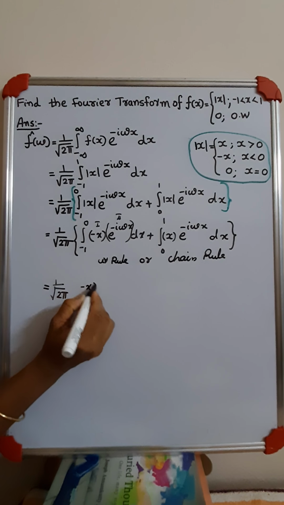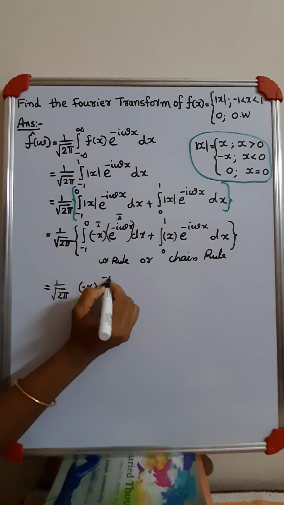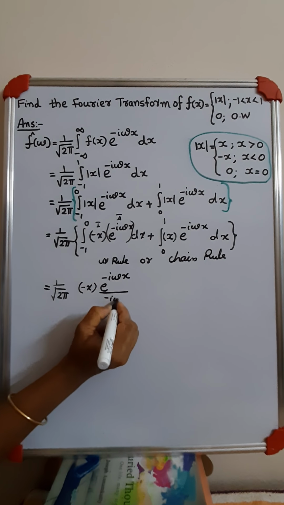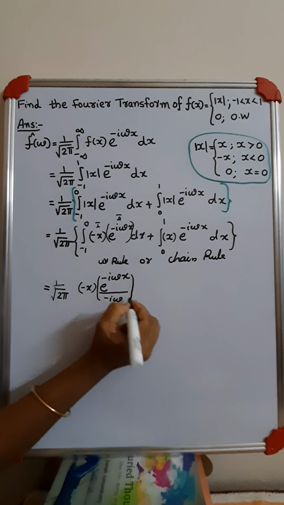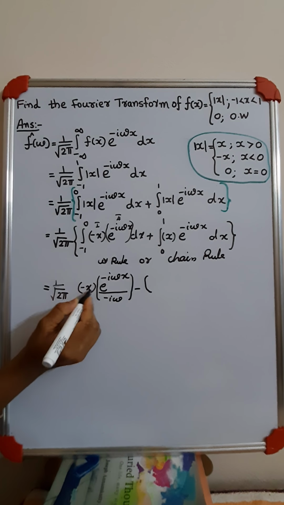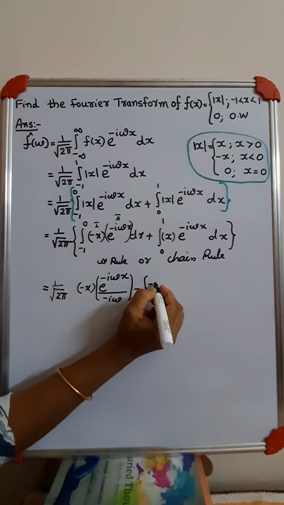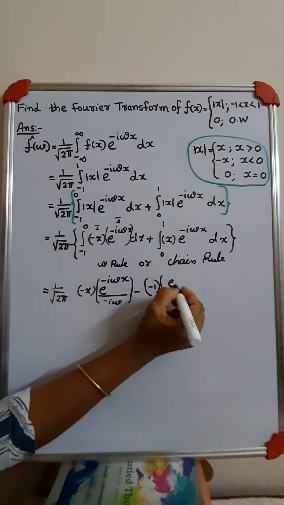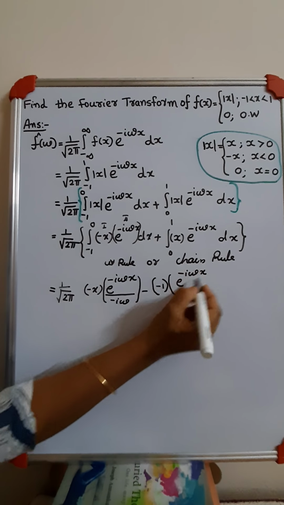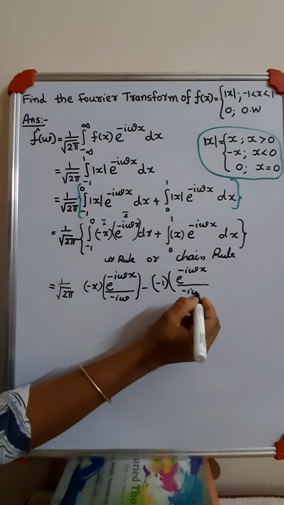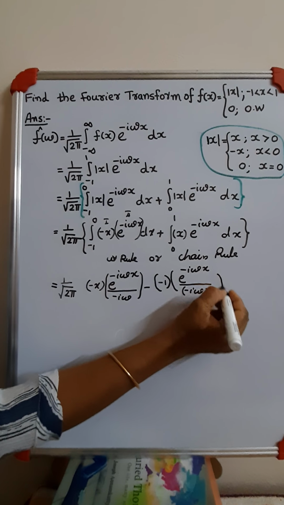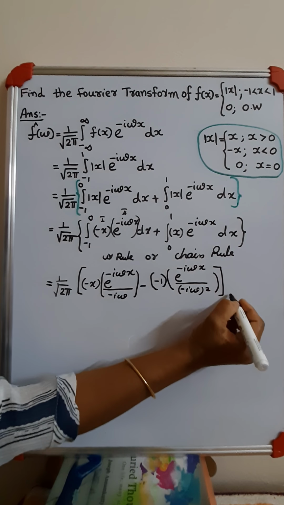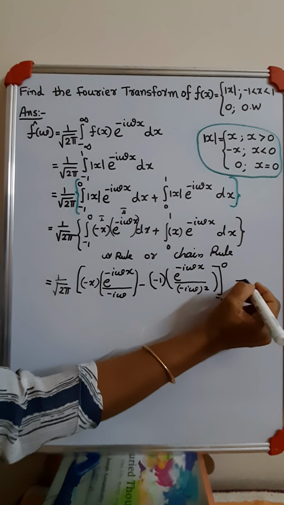First function into integral of second, e^(-iωx) divided by the coefficient of x, which is -iω, minus derivative of first. Derivative of first, derivative of -x, is -1. Then integral of second, e^(-iωx) divided by (-iω) the whole squared. So the integration of the first term is over, within the limit -1 to 0.